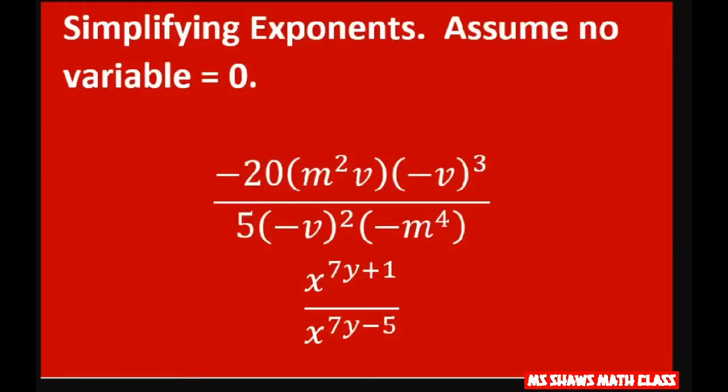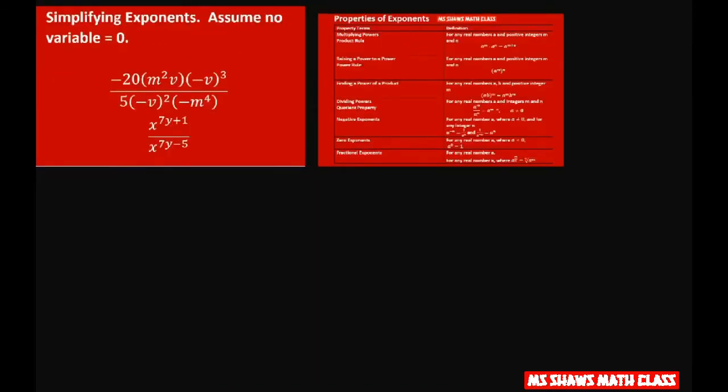Everyone, we're going to simplify exponents and assume that no variable is 0. Basically, I have two problems here. All right, so the first thing I'm going to do is take care of this 3 here. I can also take care of this: negative 20 divided by 5 is negative 4. Now, I can copy this down.